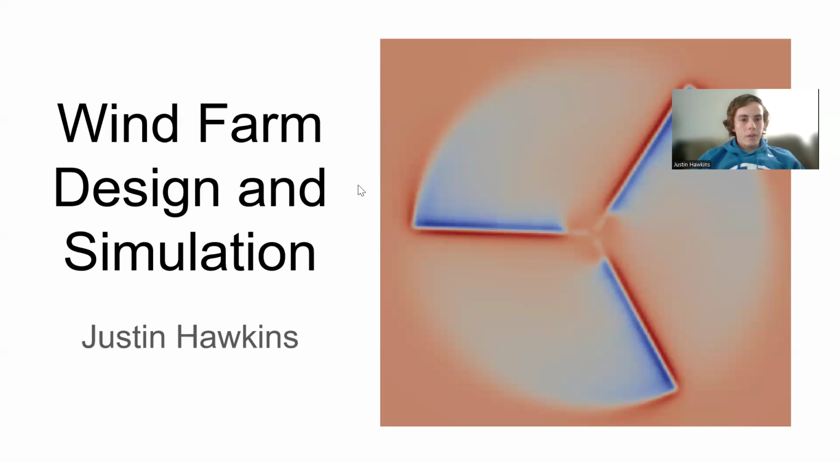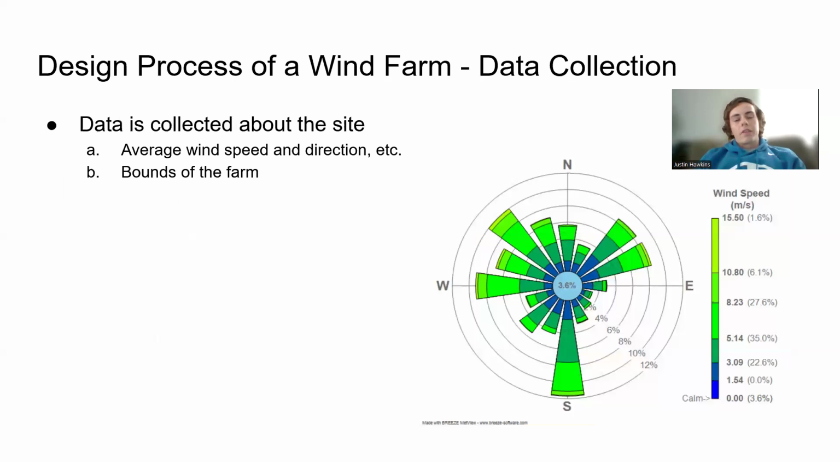So a little bit about wind farm design. The process starts with collecting data about the site. Things like average wind speed and direction, as well as the geographical boundaries of where the farm is going to be. And here's just one piece of that data.